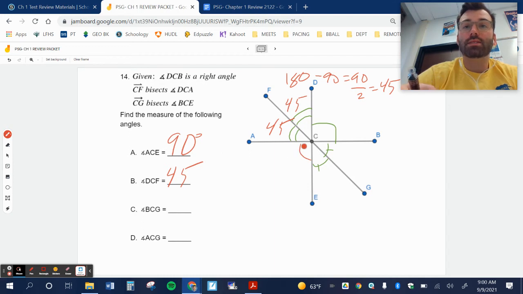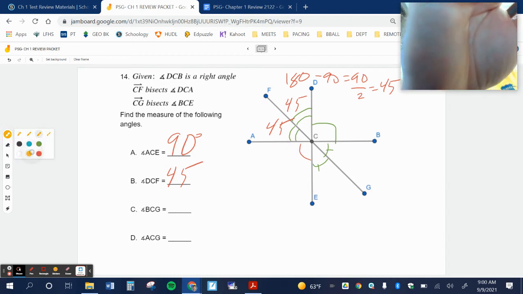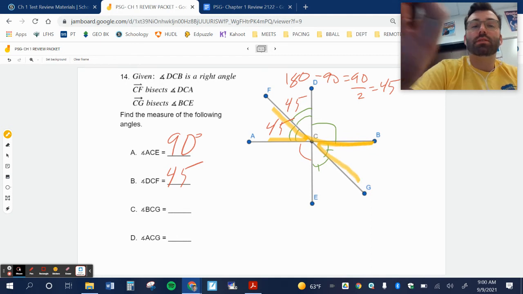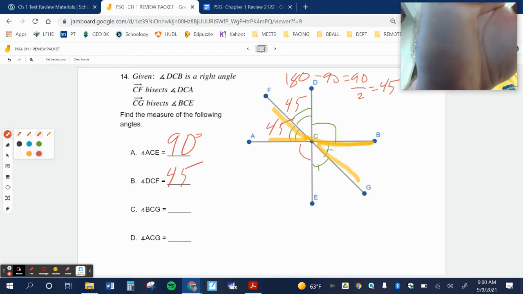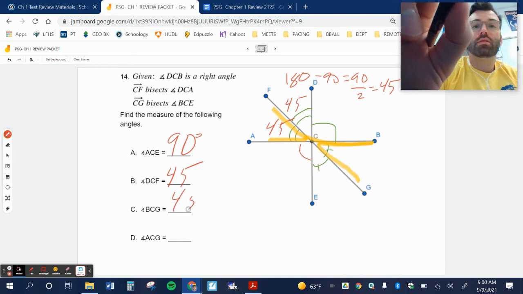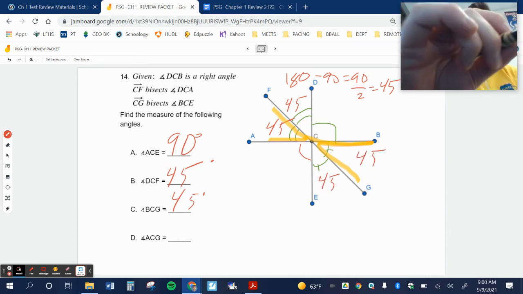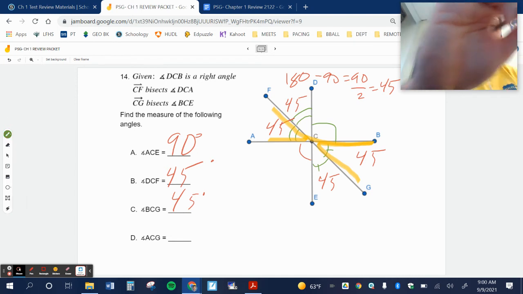Since ACF is 45, that means that BCG is also 45, which makes this also 45. The last one asks you for ACG.